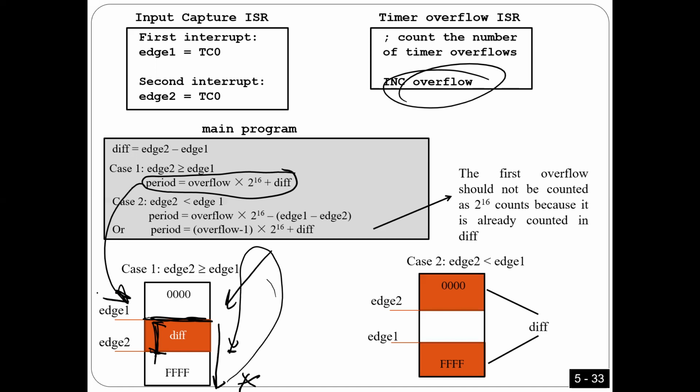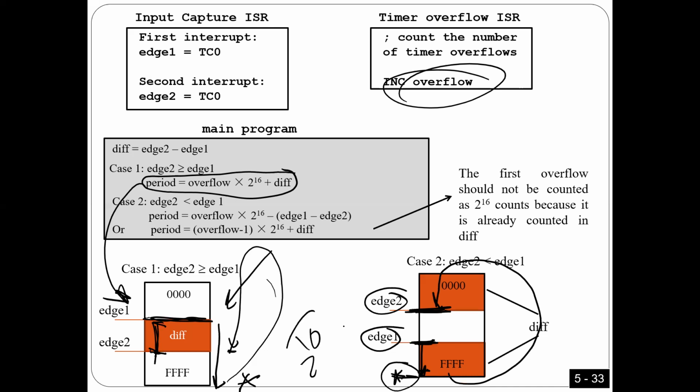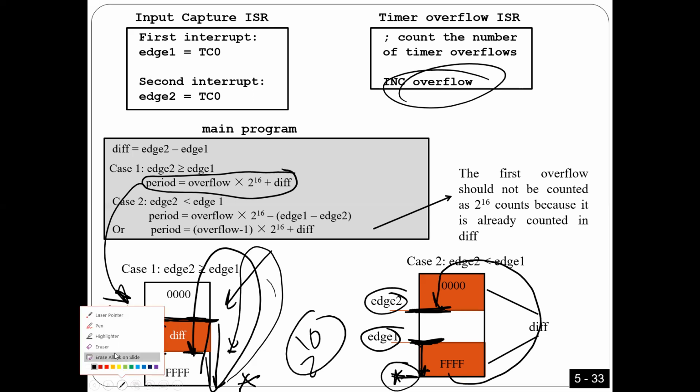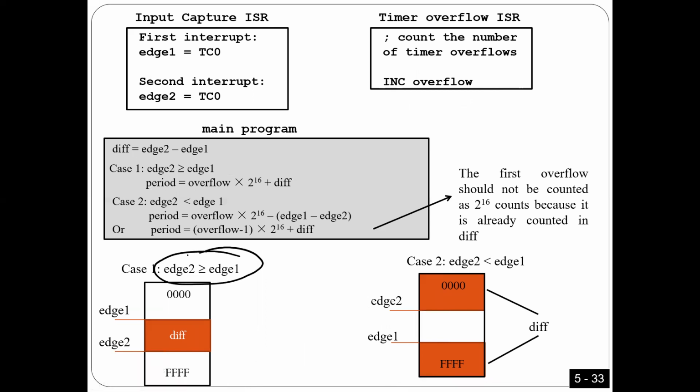However, look at the other case, if H2 is less than H1. That means we started from here. Listen to me, guys. I started from here, came here, triggered the interrupt here, and then when I come here, I stop here. That means the first overflow should not be counted as 2^16, because you started from here. You didn't make a complete round. It's different from the other case, where I started from here and then make a complete round. So what I want to say, guys, is there are two cases. The first case is when H2 is greater than H1. The other case is when H2 is less than H1.